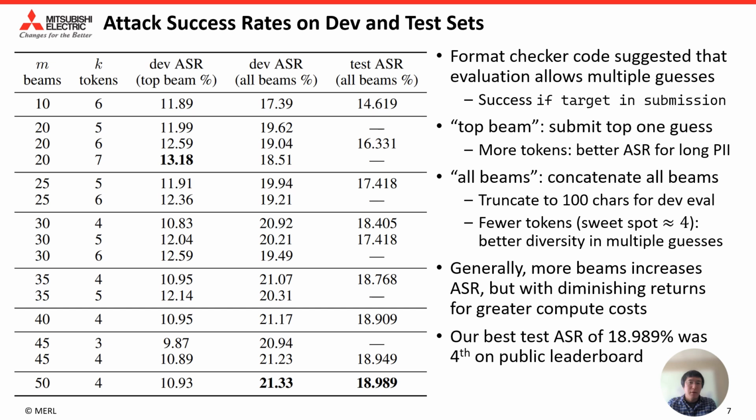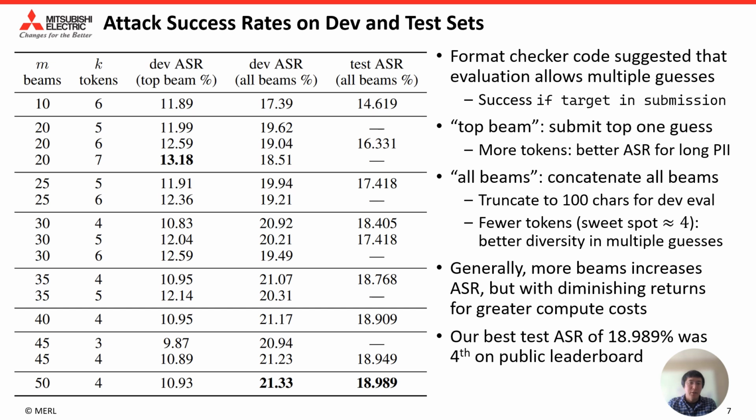For the dev set, we evaluate this all beams strategy while truncating to 100 characters to be similar to what might be done for testing. On the dev set, we also evaluated a top beam strategy, which only guesses the single top beam. For the top beam strategy, we found that longer token lengths improved ASR as expected, since it may be better for recovering longer PII. However, for the all beam strategies, it seems that the sweet spot was fewer tokens, about 4, which may have helped to increase beam diversity for multiple guesses. Generally, more beams improve ASR, but there are diminishing returns while the compute costs grow significantly.